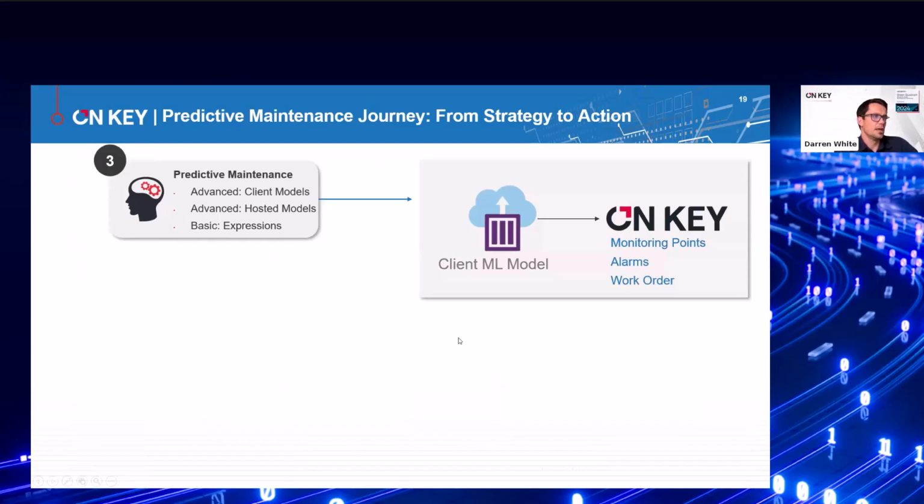Okay, now firstly, this prediction model can be hosted in the client's environment, and the data can then be ingested into the On Key platform using On Key's APIs. So this is where entities such as monitoring points ingest this data. You can set up thresholds. If the data or the readings exceed the thresholds, alarms can be created, and then you can decide if those alarms should automatically create work orders.